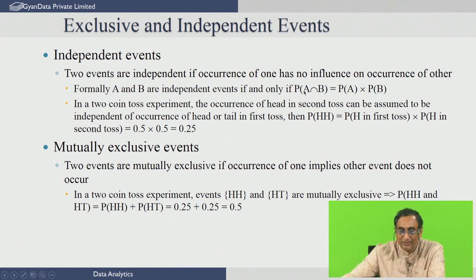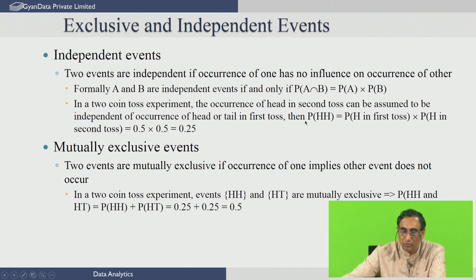Let us illustrate this by an example of the coin toss experiment. Suppose you toss the coin twice. Now if you tell me that the first toss is a head, then does it allow you to improve the prediction of a head or a tail in the second toss? Clearly you will say, well, it does not matter whether the first toss was a head or a tail, the probability of head occurring in the second toss is still 0.5.